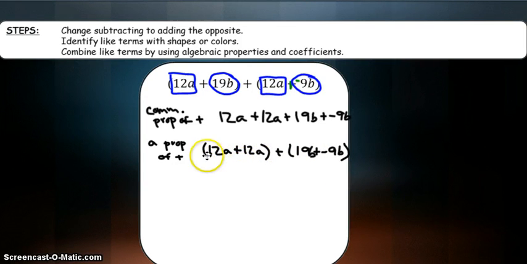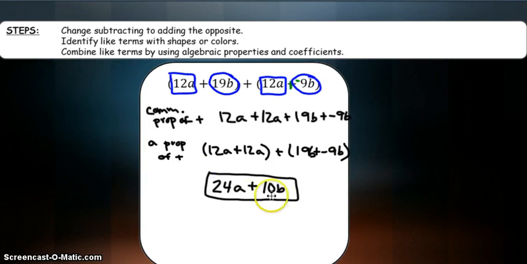So really all you're doing is adding the coefficients. 12 plus 12 is 24. So we get 24a plus 19b plus negative 9b. So you have 19b's, you're taking 9 of them away. So 19 minus 9 is 10b, or 19 plus negative 9. So we get 24a plus 10b. And we cannot combine those any further because we don't know what a is yet and we don't know what b is yet. Alright, let's go to the last example.